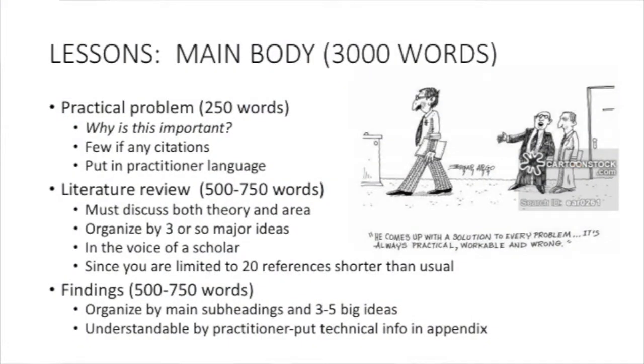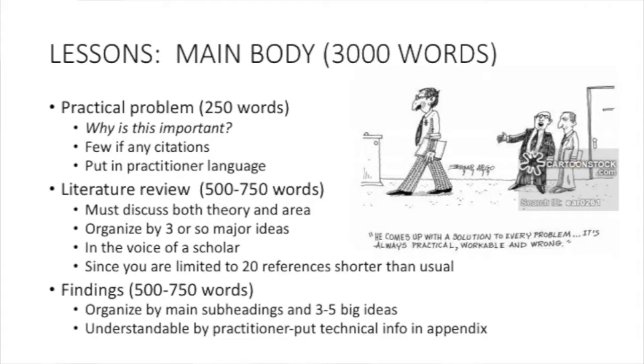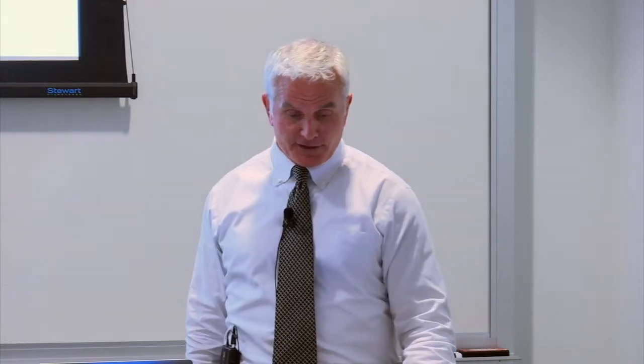The literature review, you'll notice, is 500 to 750 words. That's roughly 3 pages. So for the literature review, you really have to pick the seminal works, and you really have to pick the ones that support your argument, because 500 to 750 words is not a lot of space to do that in. And you'll hear me say this several times during this presentation, 3 to 5 points is about all you can support in the paper. The literature review is in the scholarly voice. Again, this is more directed to the academic than it is the practitioner. So again, you're switching back to the scholarly voice here.